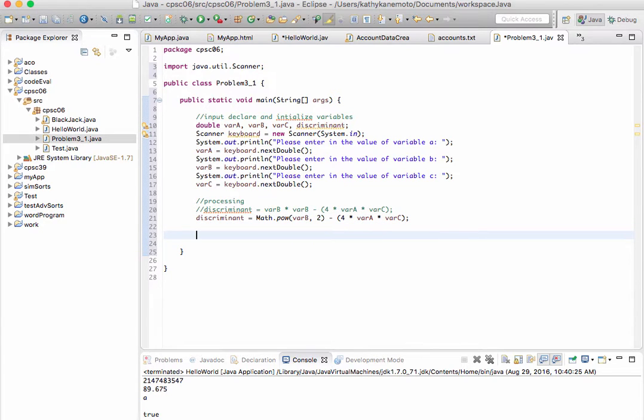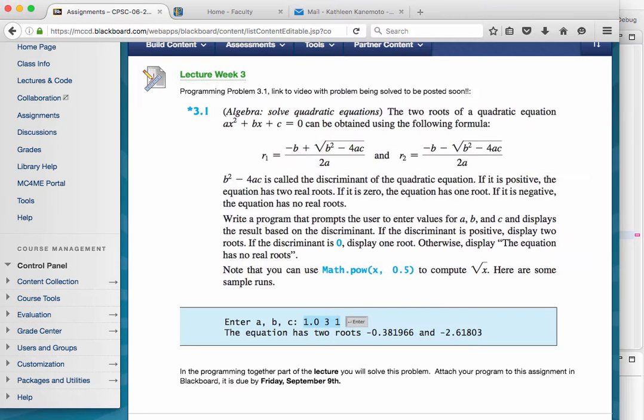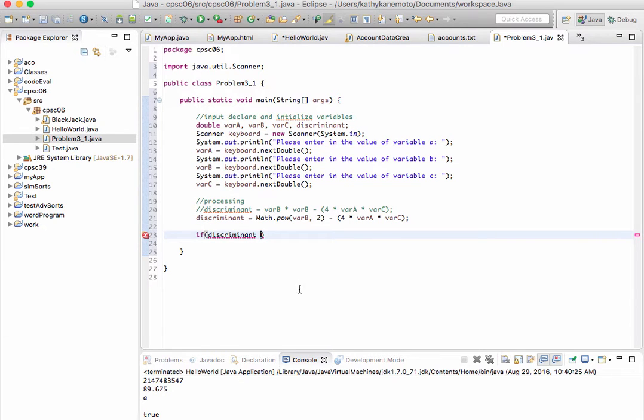Now we've done some processing, and now we'll have our branching statements. Based on this discriminant value, we'll know how to calculate the rest of our equation and also what output we should have. So looking back at our specifications, if the discriminant is positive, display 2 roots. So how do we check if something is positive? We check if it's greater than 0. So our output is 2 roots.